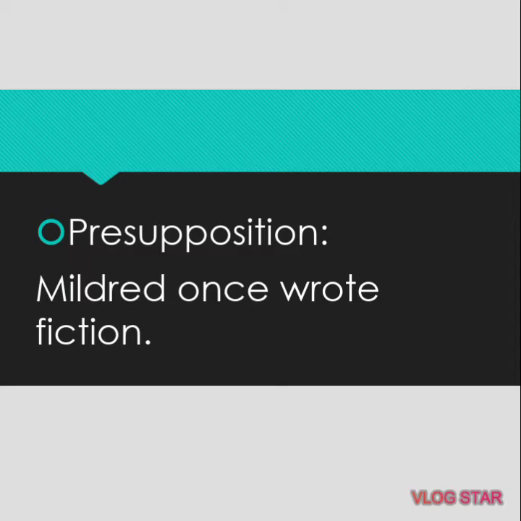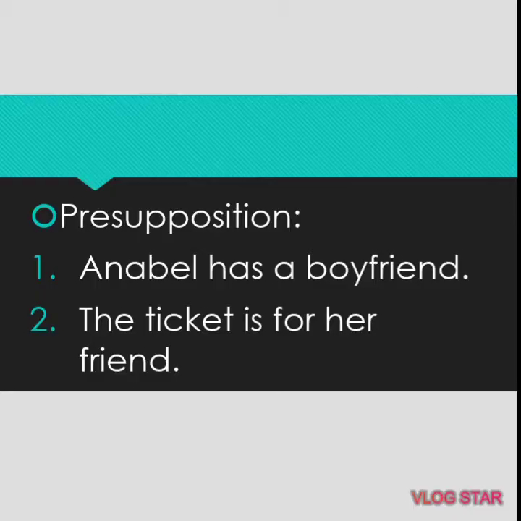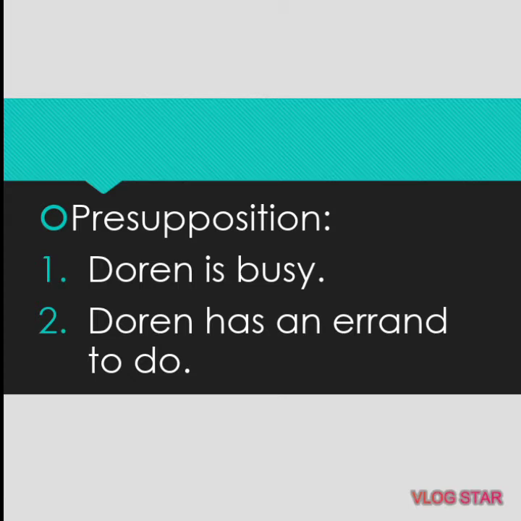Another example. "Annabelle bought 2 movie tickets for Valentine's Day." It presupposes that first, Annabelle has a boyfriend, and second, the ticket is for her friend. Next. "Every after class, Doran is always the first one to go home." This presupposes that first, Doran is busy, and second, Doran has an errand to do.